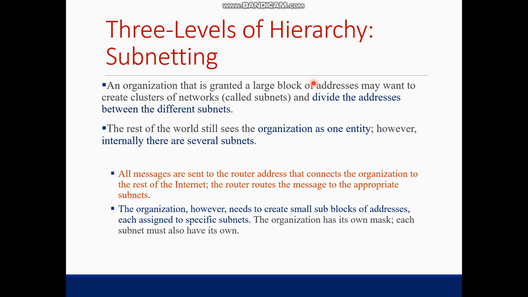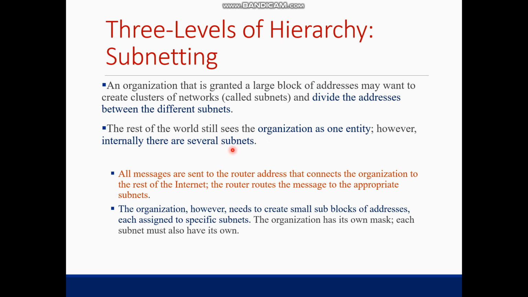It's going to be divided into two or three more subnets, and through those subnets, the devices or the hosts are going to communicate to the rest of the world. This is called the three levels of hierarchy, while the rest of the world still sees the organization as one entity. However, internally inside the organization, there are several subnets.